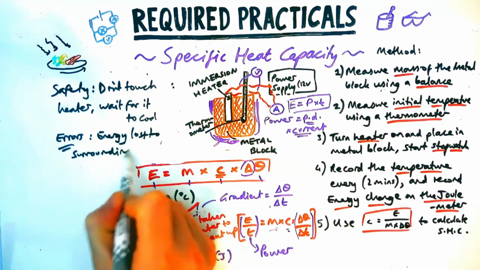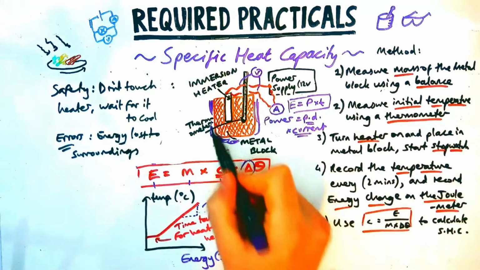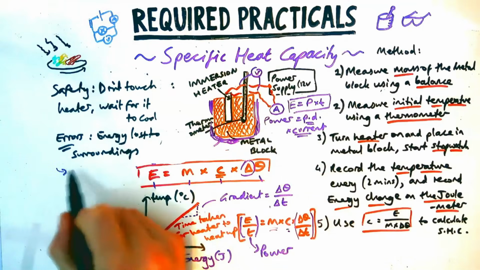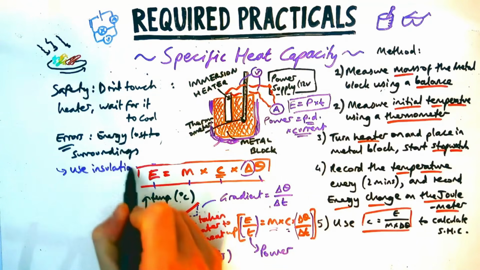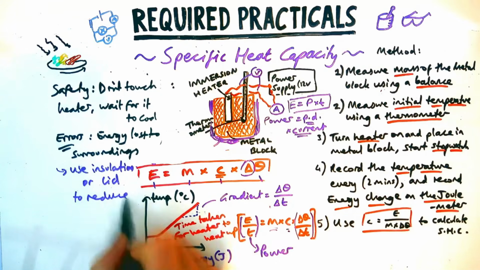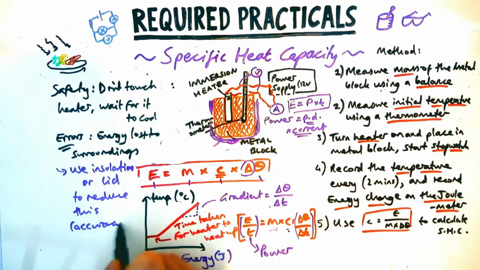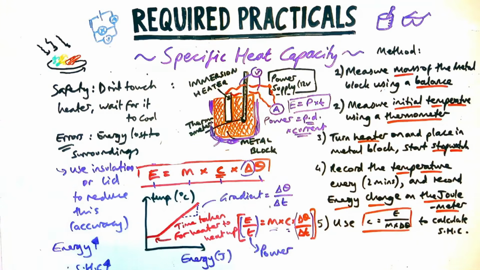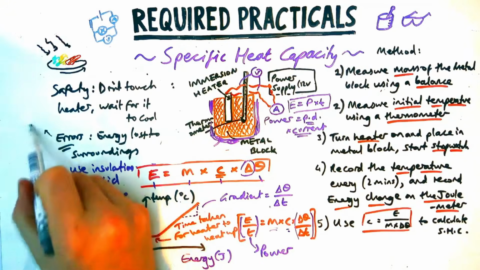Errors or inaccuracies: there is always going to be energy lost to the surroundings, so you want to make sure you're using insulation around the block to reduce that. Even with really good insulation, that will always be an inaccuracy in this practical though. So use insulation or a lid to reduce this and improve your accuracy. If you don't do this, the energy you supply will be bigger than the energy heating the block, and that will mean that the specific heat capacity value you get will also be bigger than it should be.